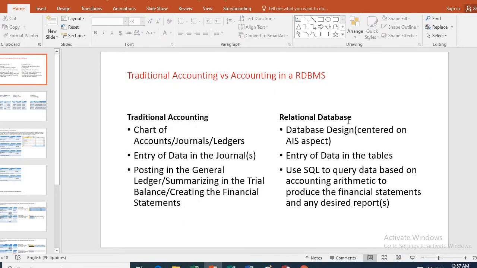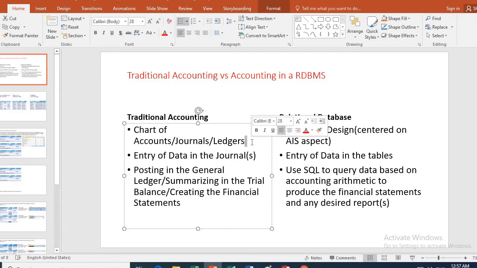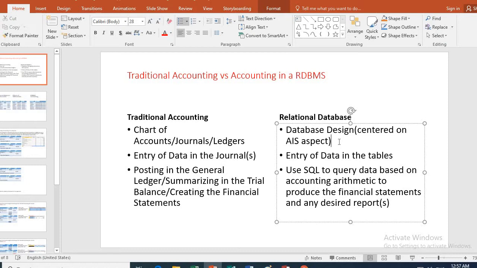Okay, so traditional accounting versus relational database. Of course, in traditional accounting, you would be setting up your chart of accounts, your journals, and your ledgers, whereas in relational database, you have your database design. For purposes of this video and the videos that I will be creating later on, we'll be centered on accounting information system. Although in reality, database design, as I believe, is really centered on operations. Okay, it's the lifeblood of the business.